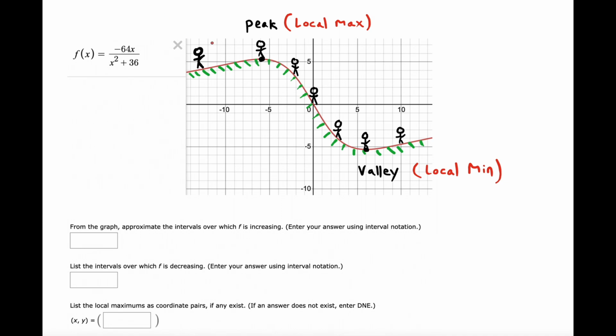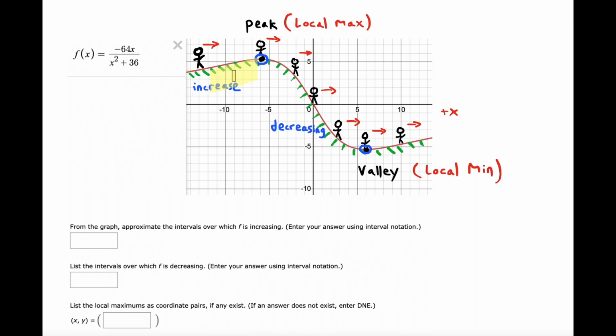We always want to think about the person traveling to the right in math because the right is the positive x direction. So as our person walks, we see that they would be going from a peak to a valley in this middle section, and that would be called an interval of decrease because they're going from high to low. When the person is rising in elevation, though, that would be an interval of increase.